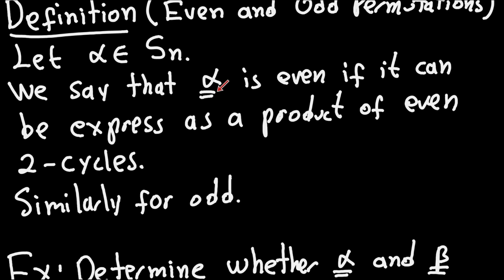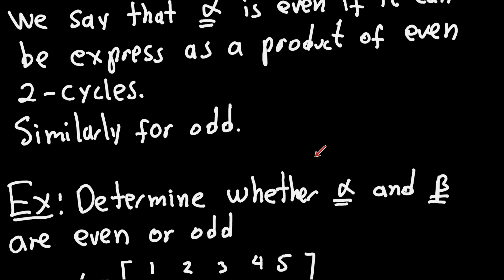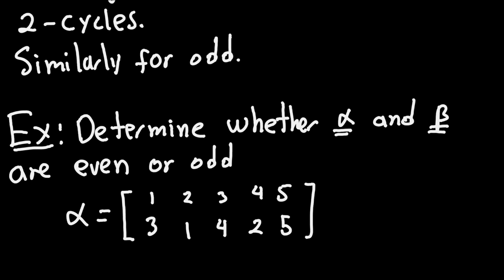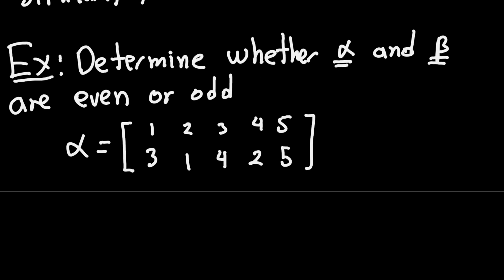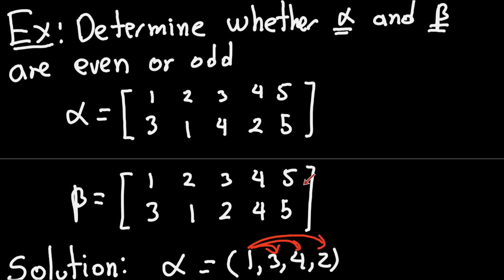So a permutation is always even or always odd, depending on the number of two cycles in which you can decompose it. All right, so let's see an example. Let's see how you check that something is even or odd. So let's look at these two permutations here. We have the permutation alpha and beta, and alpha is represented by this array notation, and beta is represented by this array notation. We want to check whether alpha is even or odd and whether beta is even or odd.